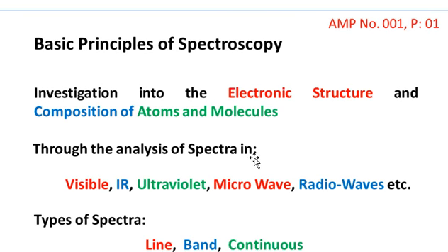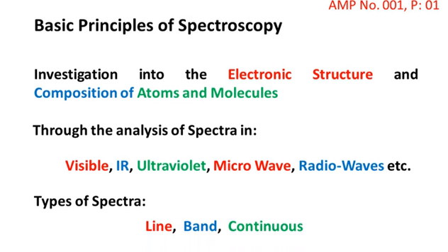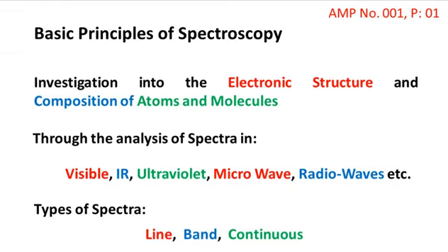Through the analysis of spectra, you see that the spectra could be in the visible, in the IR, that is infrared. The spectrum could be in the ultraviolet, microwave, radio wave, etc. So you see that in the analysis of the electronic structure, more than one or two electronic spectra could appear. For example, the electronic spectra in the visible, in the infrared, or in the ultraviolet may appear in the investigation of an electronic structure, for example, in an isolated atom.